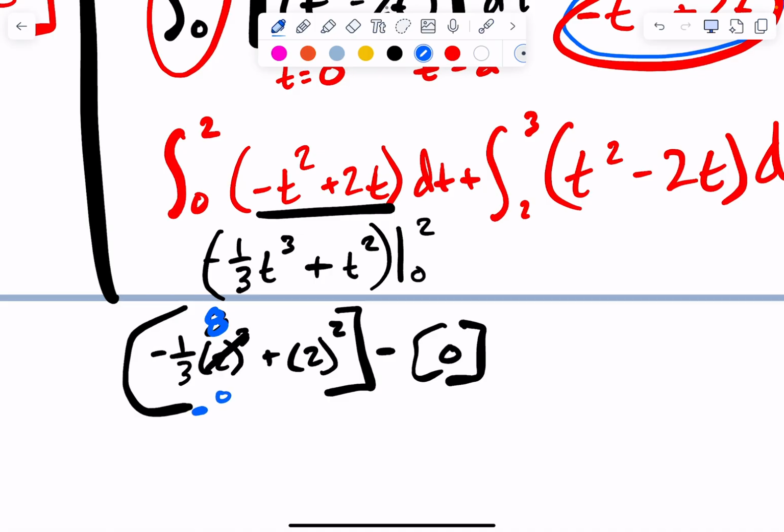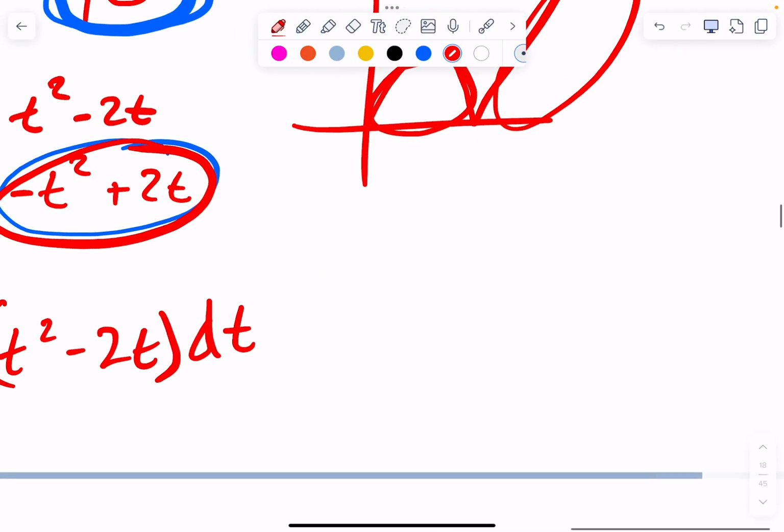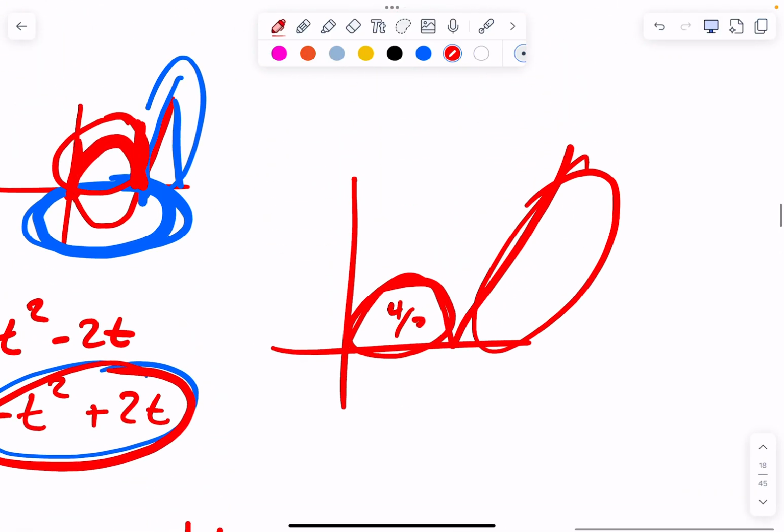So this is negative 8/3 plus 4, which is 12/3. Yep, I like it. Which is 4/3. So that means this little bump right here, I have gone a distance of 4/3, right?